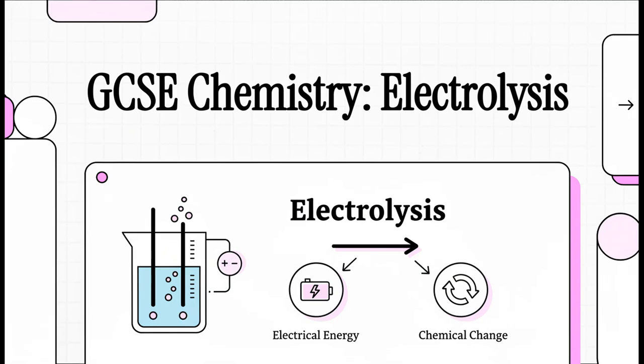Welcome! In this revision guide, we're going to tackle a process that seems almost like magic, using electricity to split chemical compounds back into their original elements. It's called electrolysis, it's a huge part of the AQA specification, and you know what? We're about to make it really simple.